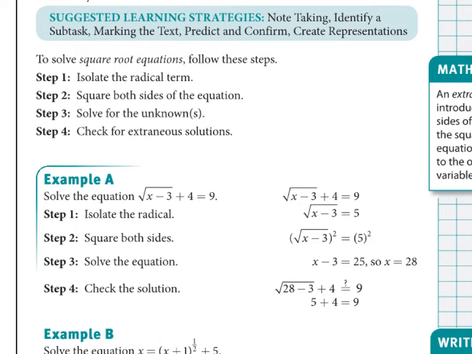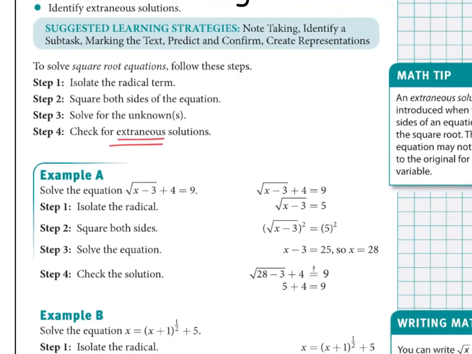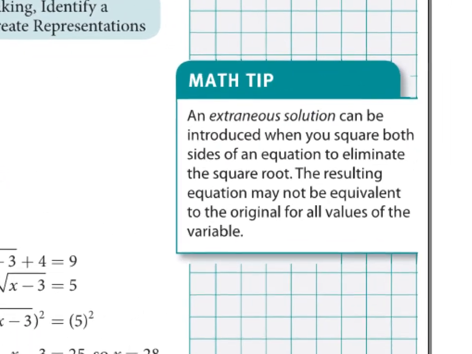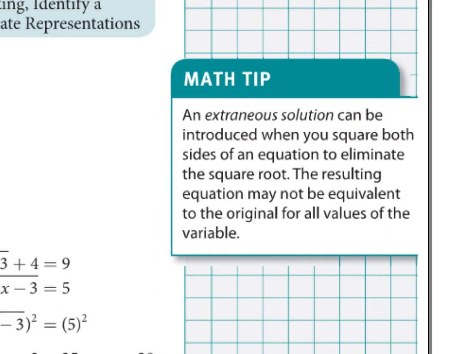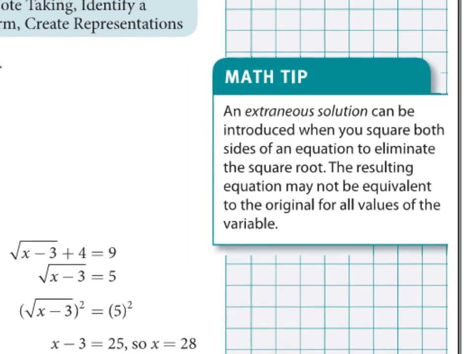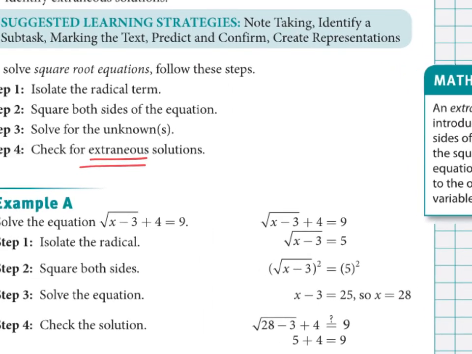We do the solution steps, and then this last thing down here, we do need to check for what are called extraneous solutions. I think it's telling us over on the side here. It says, an extraneous solution can be introduced when you square both sides of an equation to eliminate the square root. The resulting equation may not be equivalent to the original for all values. So kind of a lot of words. Basically, it's saying sometimes you do all the steps correctly, and the answer just doesn't check. It has to do with the fact that when you square negatives, they become positive, and it messes things up. So we'll keep an eye out for that when we do these.